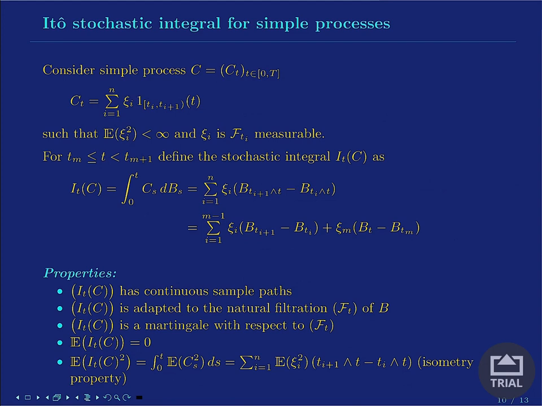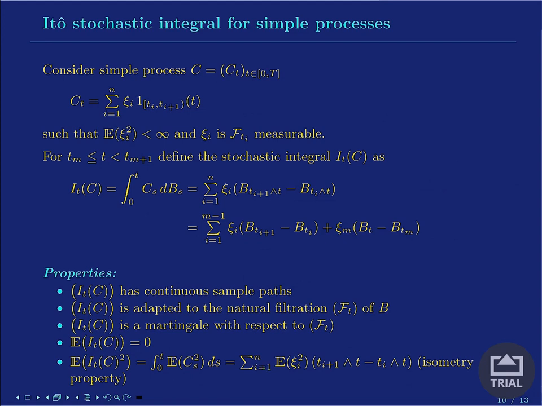So due to the continuous sample pattern that we have, the variance, which is equal to the second moment as the mean is 0, can also be simply expressed by the integral of the expectation of the underlying simple process, the second moment of this process, which can then be written in terms of the underlying random variables xi. So we have the moments of these multiplied by the length of the intervals, summed.